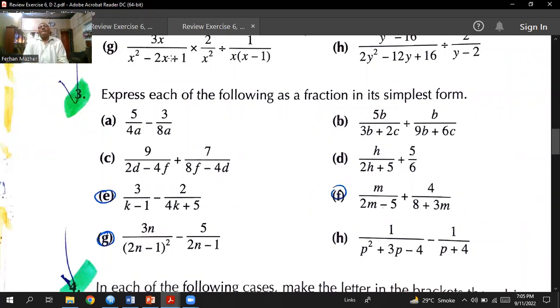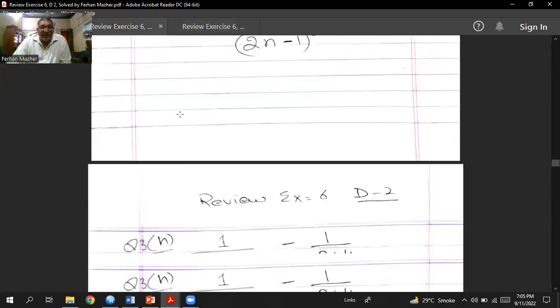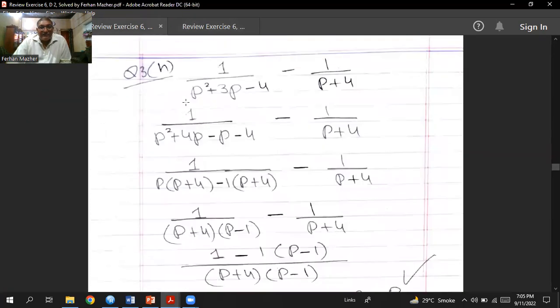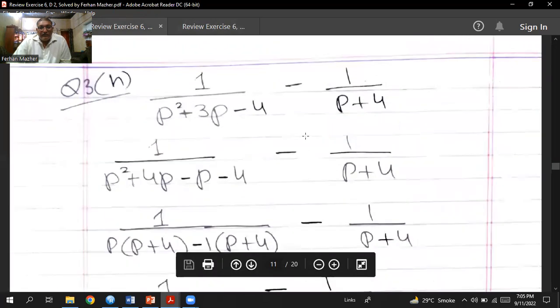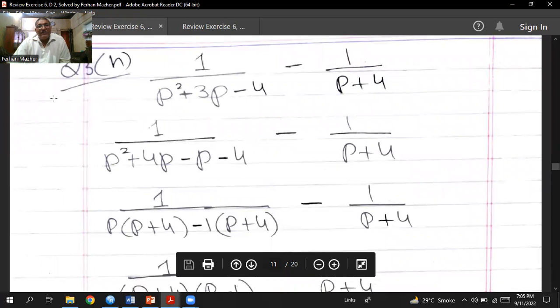We have 1 divided by, and in the denominator we have p squared plus 3p minus 4. Then you have minus 1 divided by p plus 4. So these are two fractions, and one fraction can be factorized also. I believe that you now know how to do the middle term breaking for factorization.